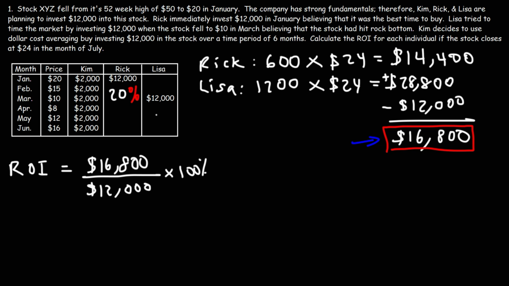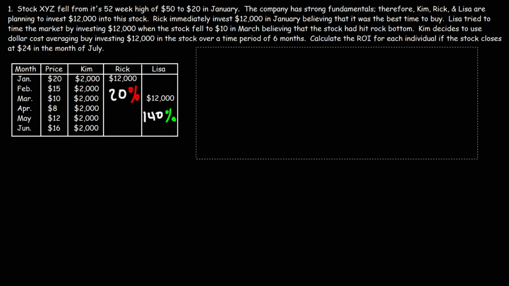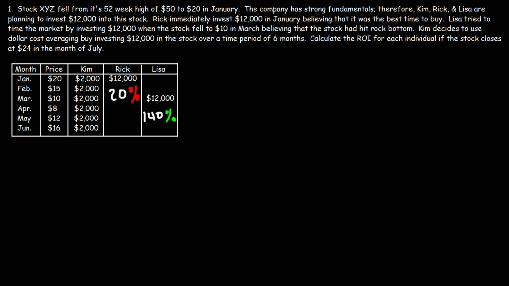So Lisa's return on investment is 140%, which is huge, all because she bought the stock at a low price. So now, let's move on to Kim. Now this is going to require a lot more math because she's using the dollar cost averaging strategy.